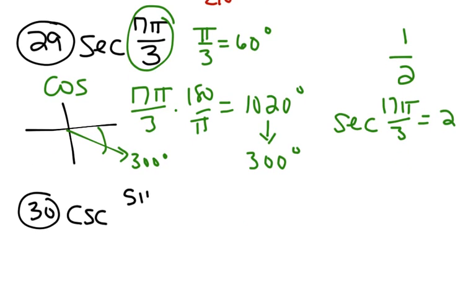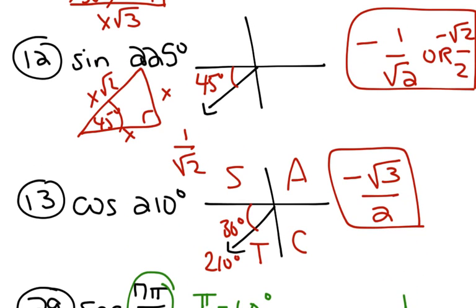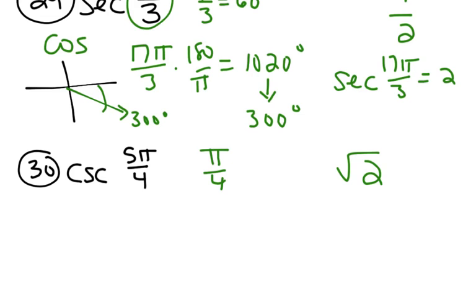Cosecant of 5 pi over 4. Well, the reference angle is pi over 4. And cosecant is the reciprocal of sine. So I know the sine of pi over 4, if I come back up here to the 45, 45, 90 triangle, the sine was 1 over the square root of 2. So its reciprocal is the square root of 2 over 1. But is the answer positive or negative?